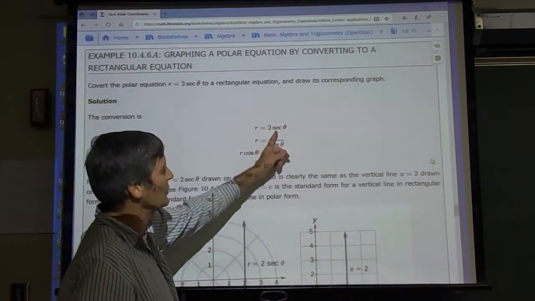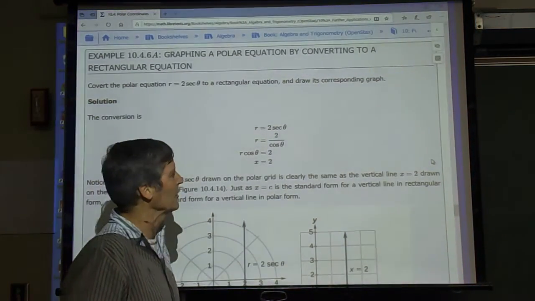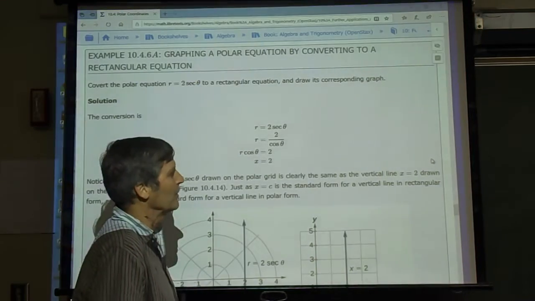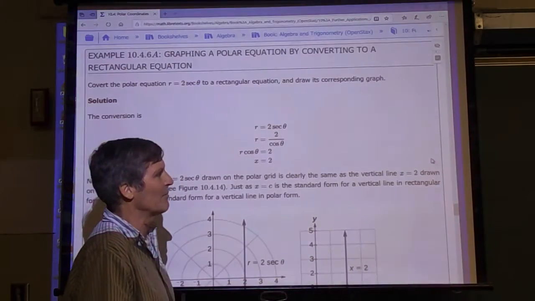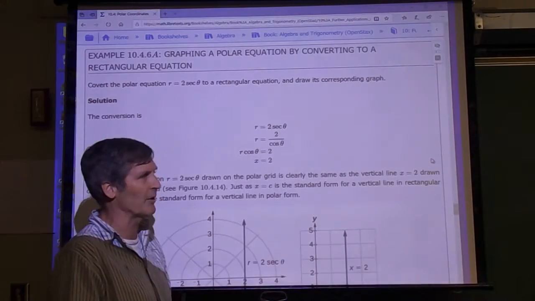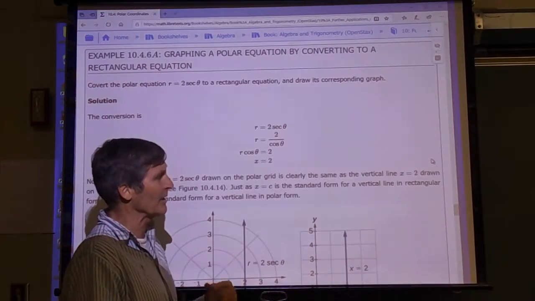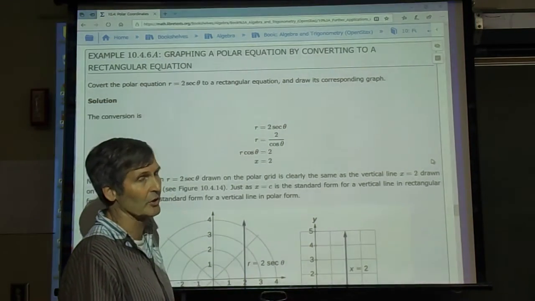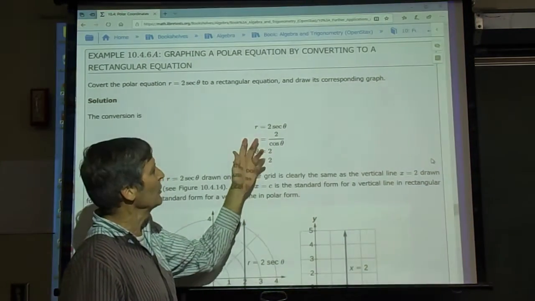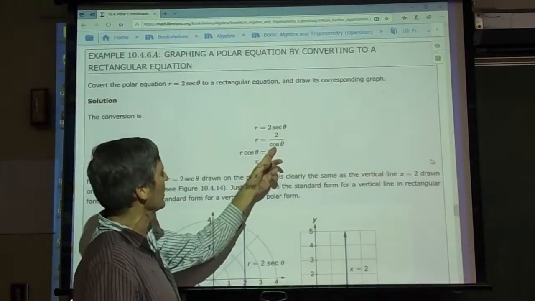Suppose I have r equals 2 secant theta. How do I convert an equation like that? There's no secant in those conversion equations. What you do is you make it fit, kind of strategy. You try to put it into some form where you can see an r cosine theta or an r sine theta and replace that with x and y. Or if you see a tangent theta, you can replace it with y over x. Or if you see x squared plus y squared, you can replace it with r squared. Converting from polar to rectangular is a little harder. You try to make it so you see those four things that appear in the conversion equations.